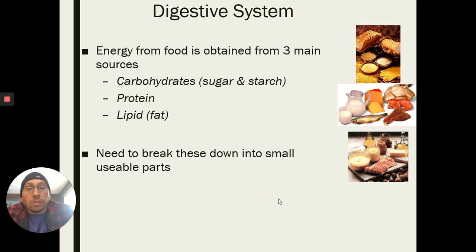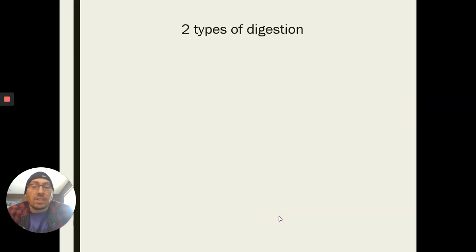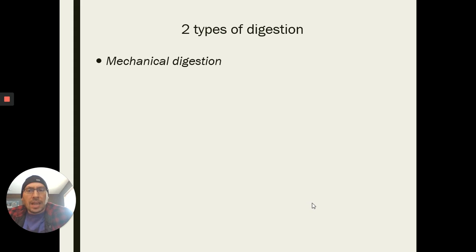Okay. In order to get this energy, our body needs to break all of these nutrients down. We break down these sources of energy into smaller usable parts, and that's where our digestive system comes in. Now, there's 2 types of digestion. We all know what the 2 types are, but maybe we don't think of them as actual types of digestion. The first one's mechanical digestion, and that's where digestion first starts.